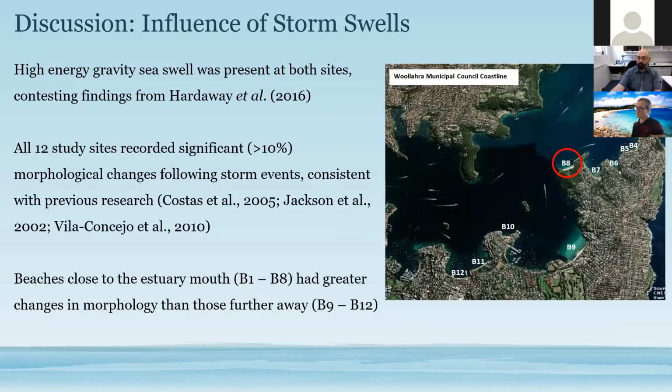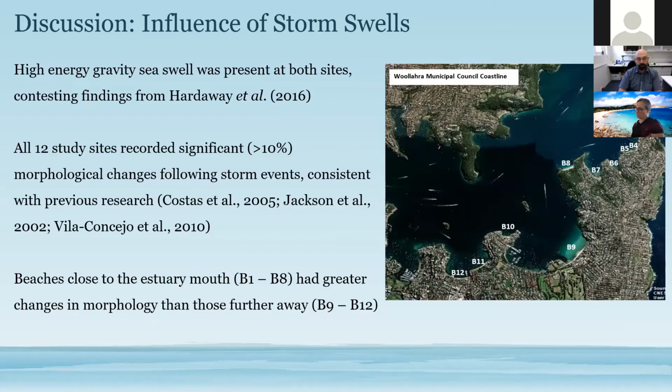And although this swell wave energy does decrease moving further into the estuary, the loss recorded is far less than what Hardaway suggests. And from this, we propose that ocean swell is capable of penetrating many kilometers into an estuary with only minimal energy loss, and is thus able to impact the morphology of beaches in estuaries and bays, even if they are a significant distance from the estuary mouth.